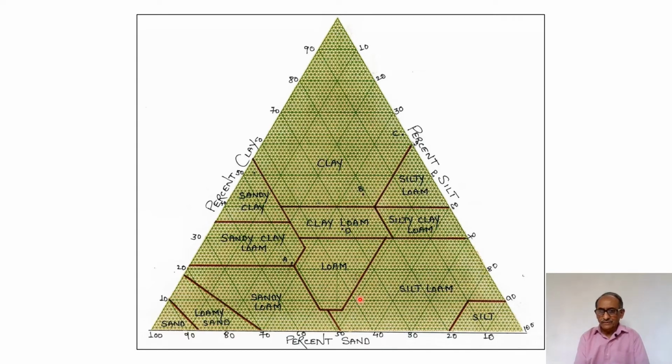Okay. So friends, this is about the physical analysis. The technique is very simple: just take a soil sample, use sieves, classify the soil sample according to the particle size, and then with the help of the triangular graph, try to identify the type of soil.